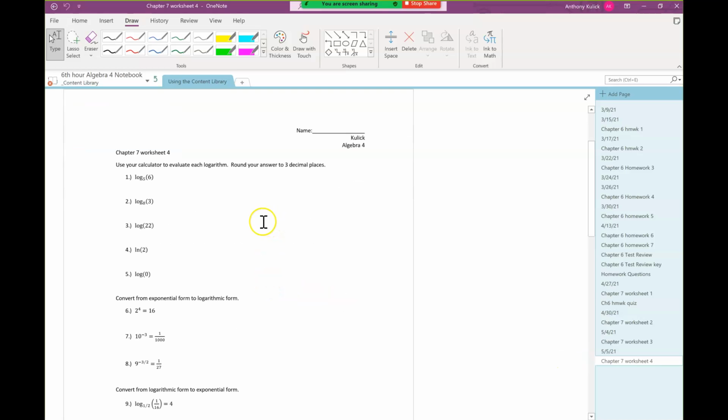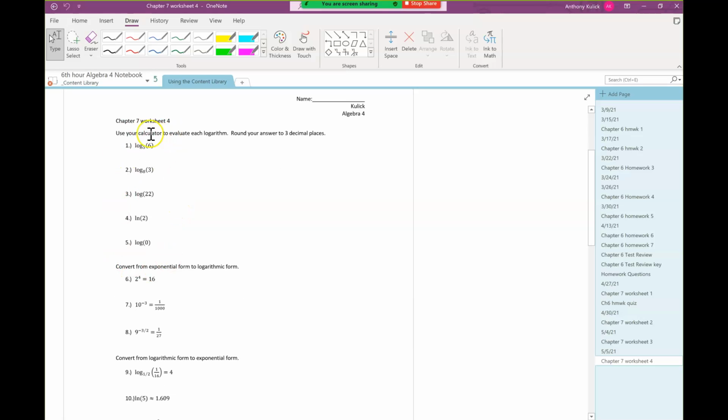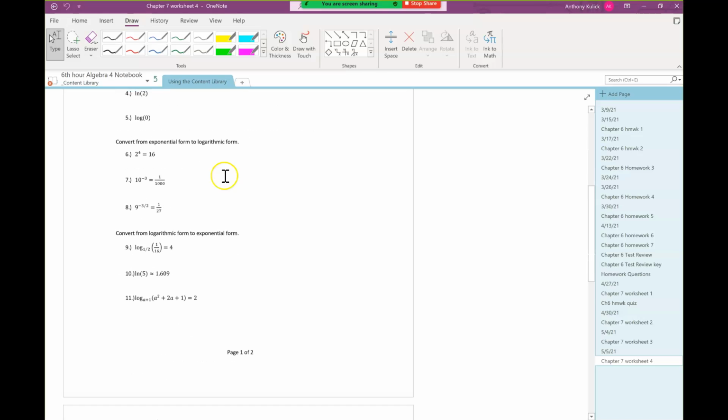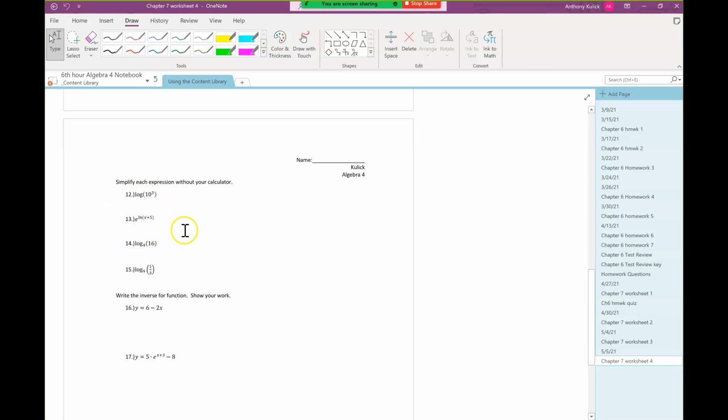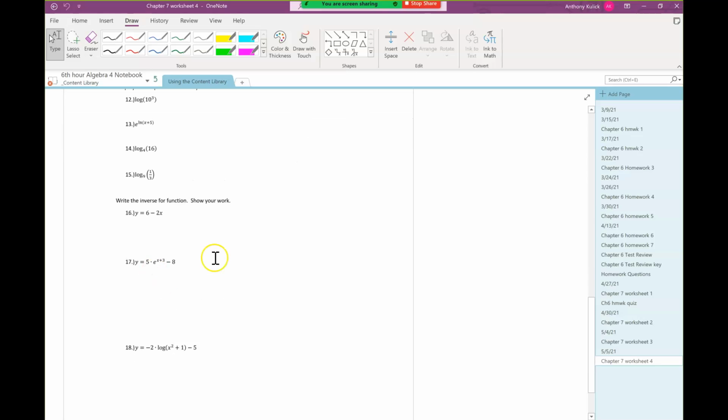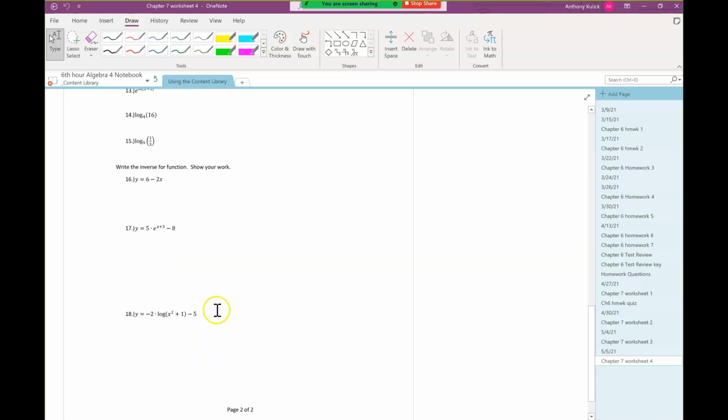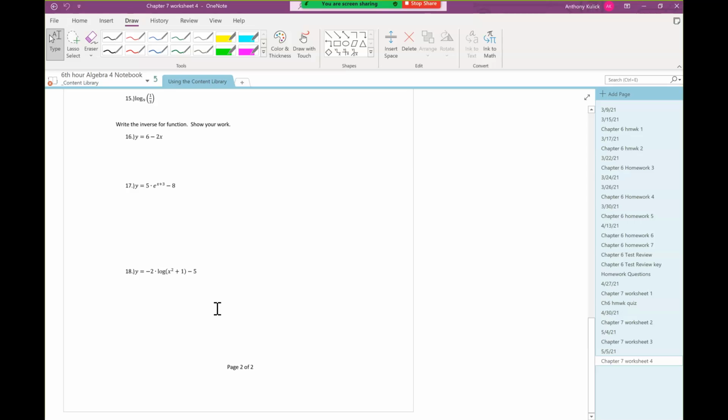So your assignment here is going to be this worksheet 4. The first questions, I'm just asking you to use your calculator to evaluate the logarithm. So no big deal, just typing it into your calculator. Convert from exponential to logarithmic form, and then logarithmic form to exponential form. We did examples of those, right? I have some simplify the expression without your calculator. We did some examples of that. And then I have 3 of these, write the inverse, showing your work. And that's homework 4.